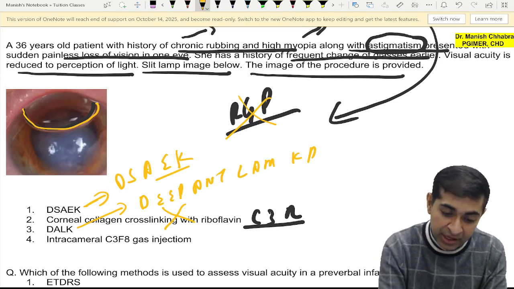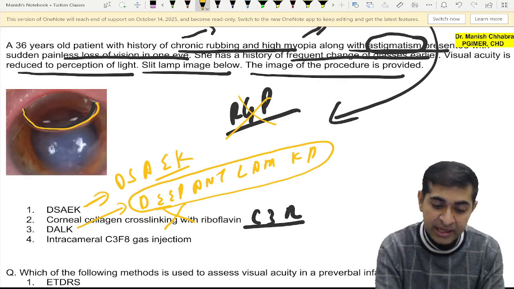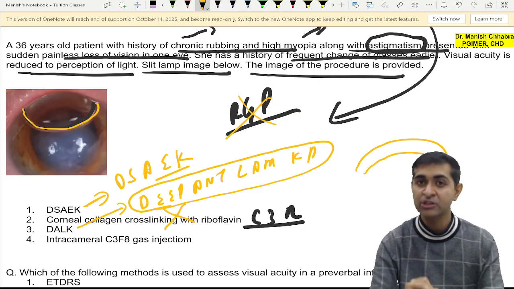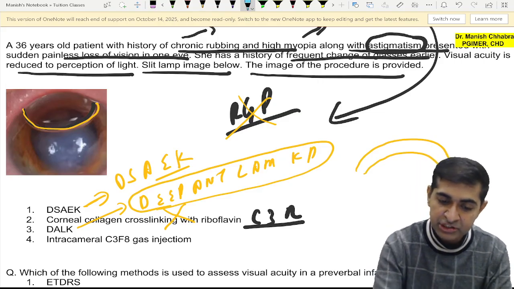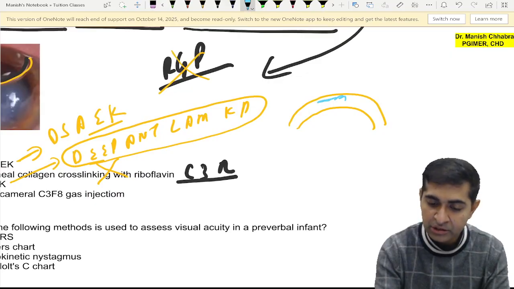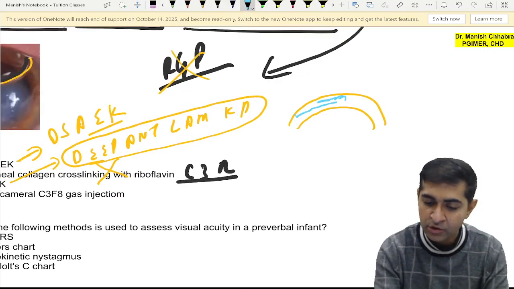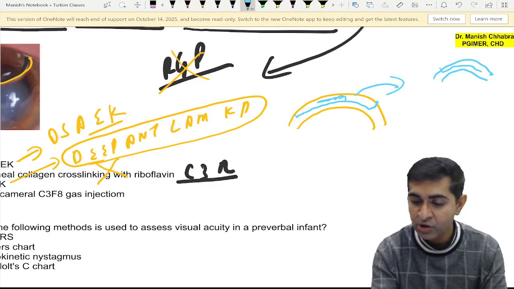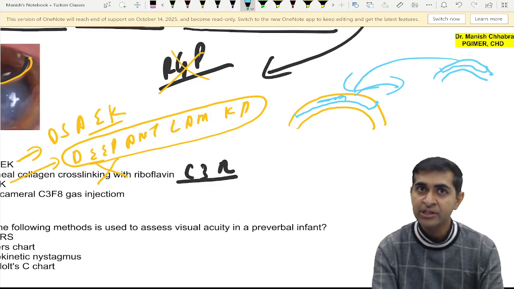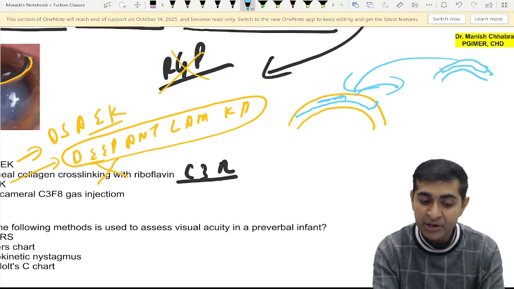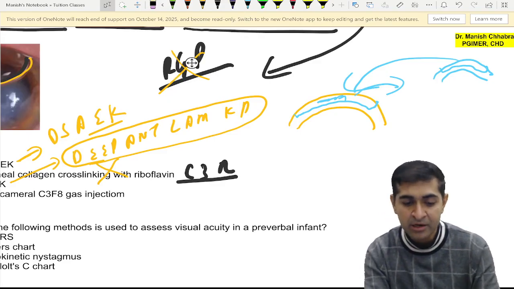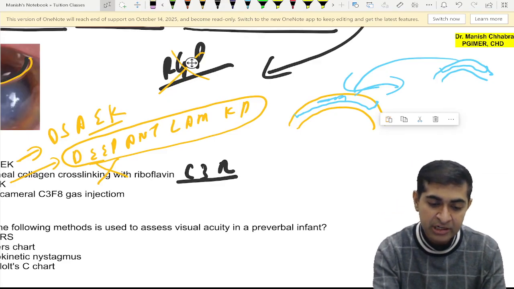Right now, in deep anterior lamellar keratoplasty, what does it say? This is the cornea. Okay, now if there is any opacity here in the cornea, what you do is take this part of the cornea out, take a graft cornea, cut this part of the graft cornea and put it here, and then suture it. So that is your deep anterior lamellar keratoplasty. Now, do you think any bubble would be put in deep anterior lamellar keratoplasty?